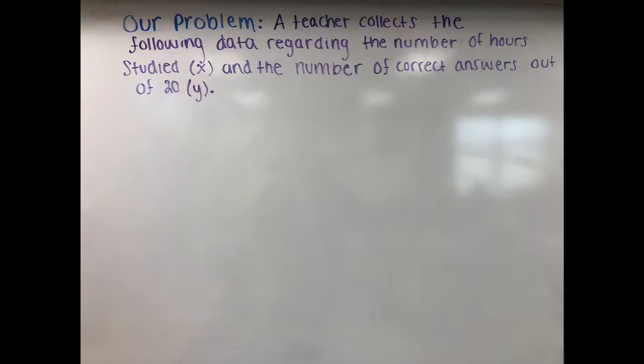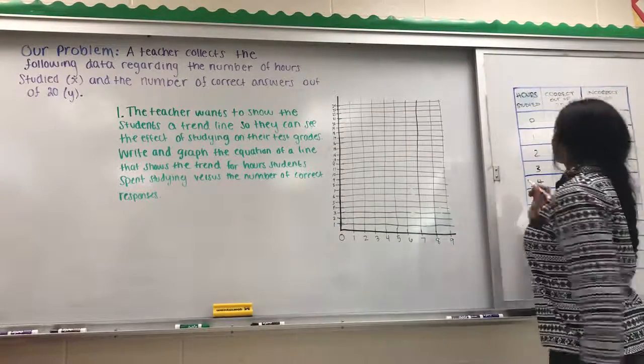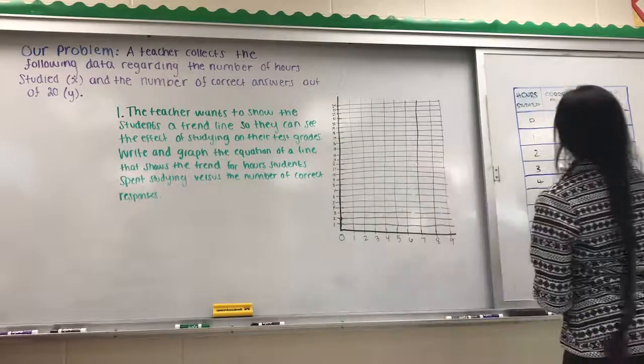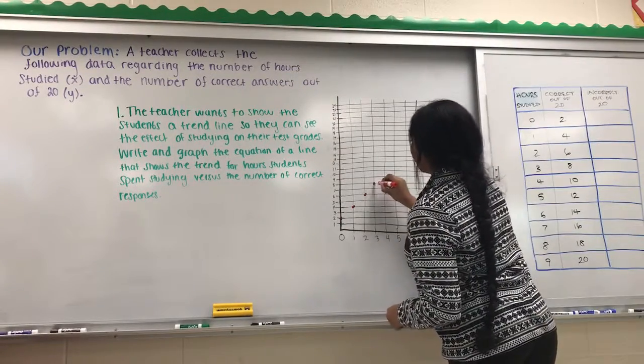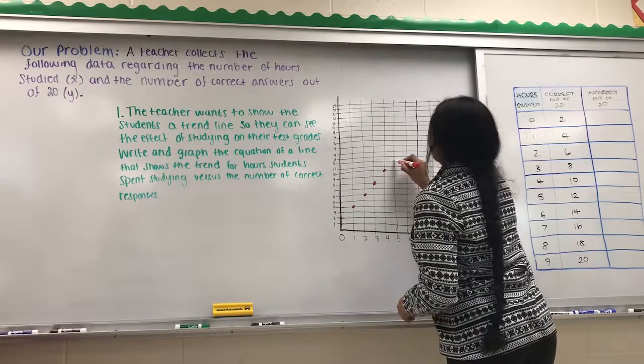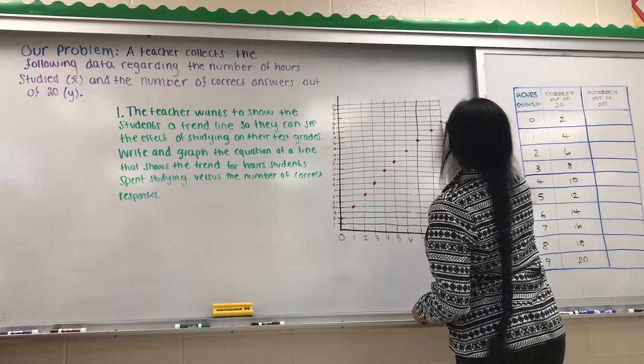Our problem is that a teacher is collecting the following data regarding the number of hours studied, which is X, and the number of correct answers out of 20, which is Y. The teacher wants to show the students a trend line so they can see the effect of studying on their test grades. Write and graph the equation of a line that shows the trend for hours students spent studying as your X versus the number of correct responses as your Y.